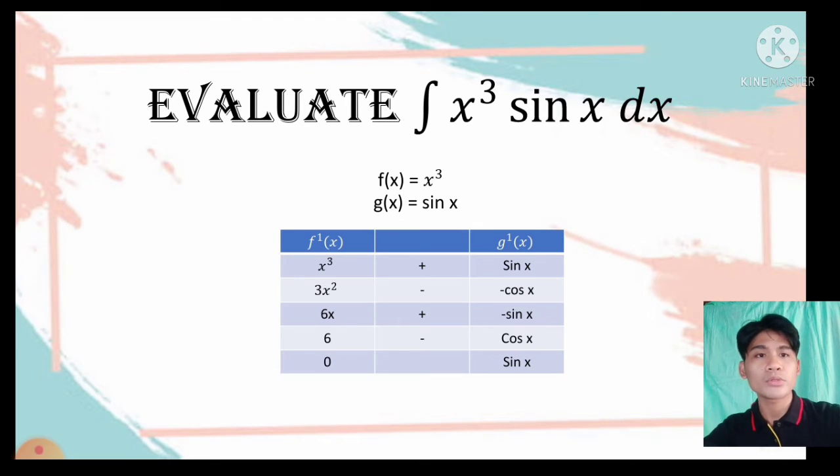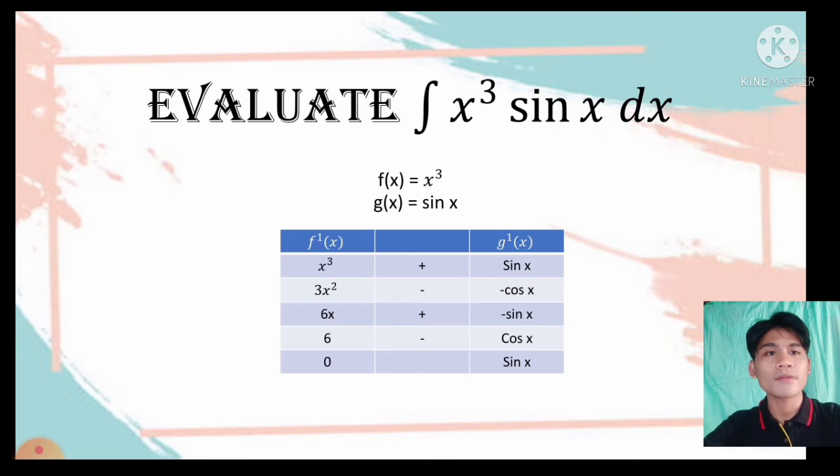And by that, we are now able to make a table. So our f of x is x cubed. The derivative of x cubed is 3x squared. The derivative of 3x squared is 6x. And the derivative of 6x is 6. And the derivative of 6, since it is constant, will be equal to 0.